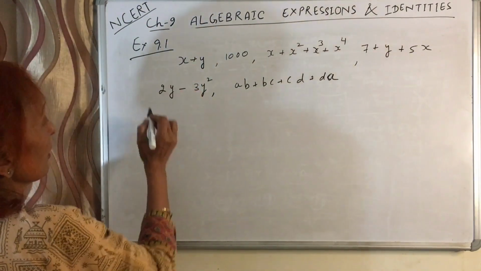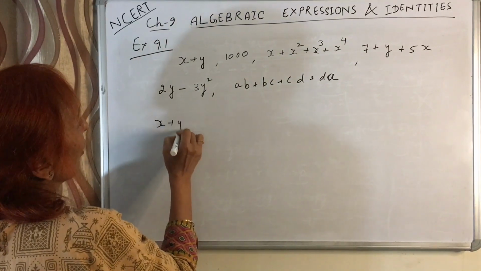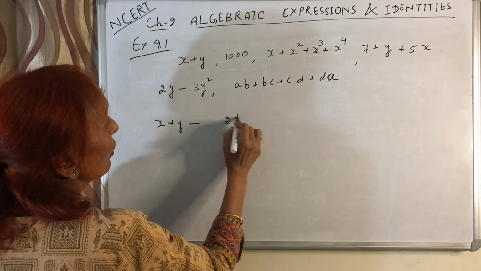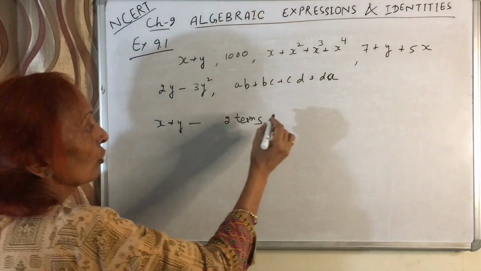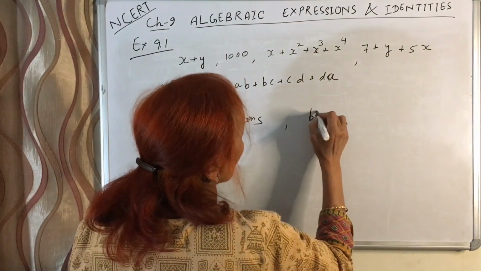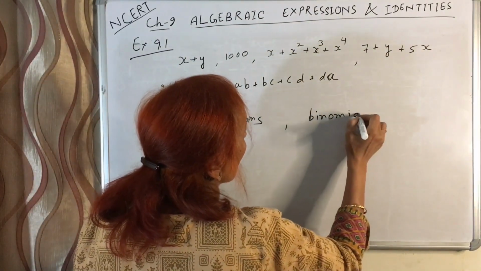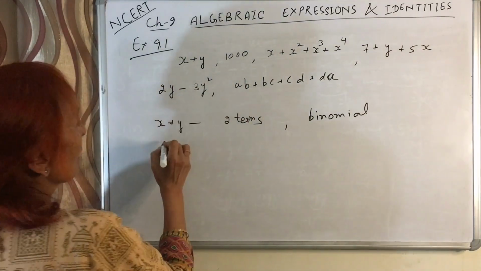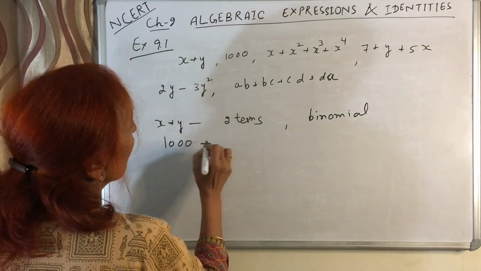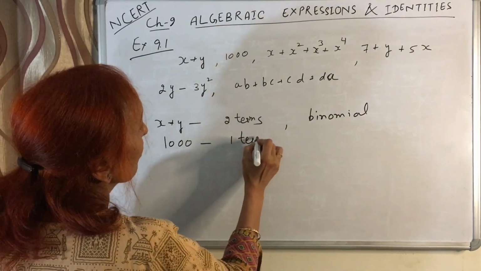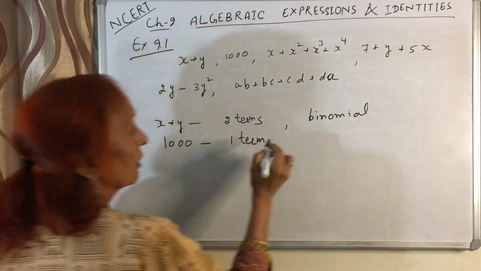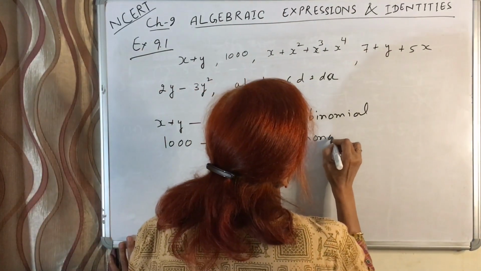So consider the first one, x plus y. How many terms? 2 terms. So it is a binomial. Okay. Next is 1000. Only 1 term and that too constant. So it is monomial.